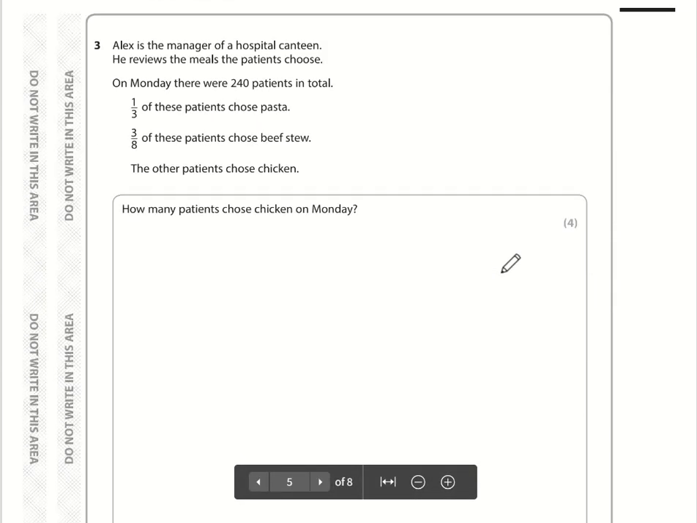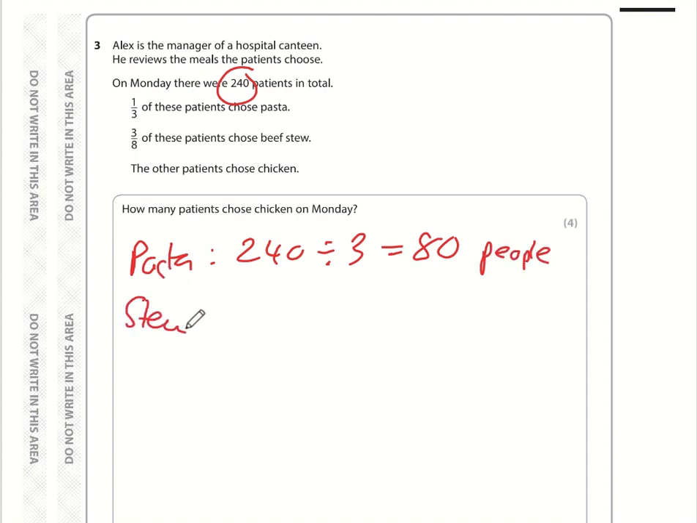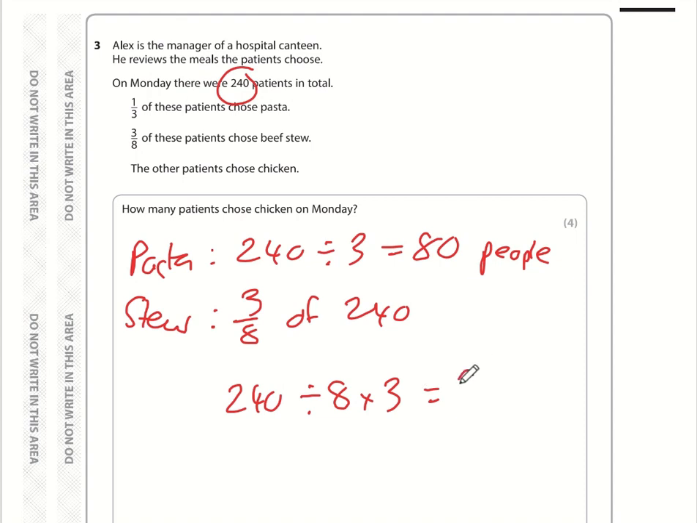Question number 3. So we know there's a total of 240 patients and a third chose pasta. So pasta is going to be 240 divided by 3, so that is 80 people. So beef, I've just put stew, that is going to be 3/8 of 240. So when we're calculating a fraction of a total, we take our total, we divide by the number on the bottom, and then multiply by the number on the top. 240 divided by 8 is 30, 30 times 3 is 90 people.